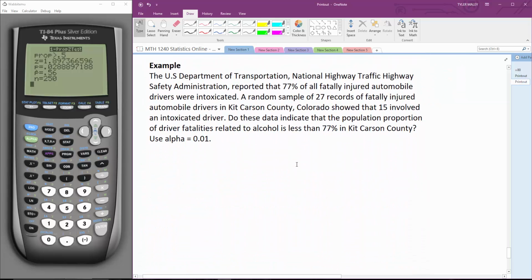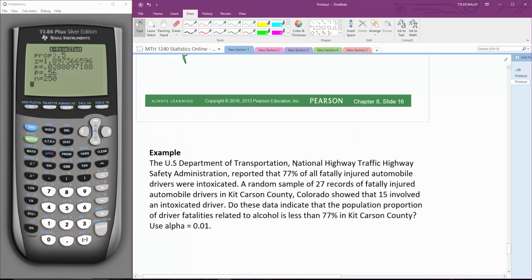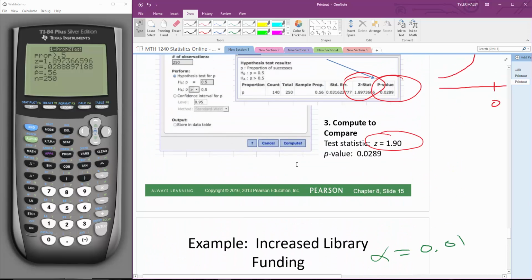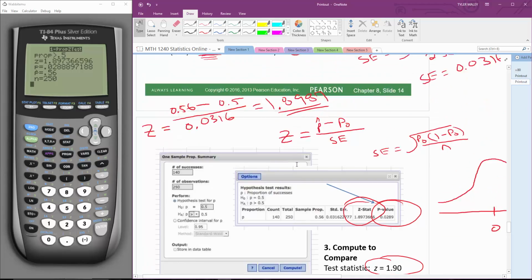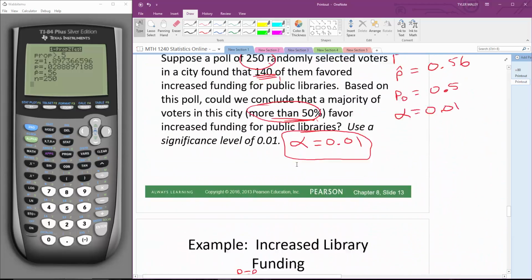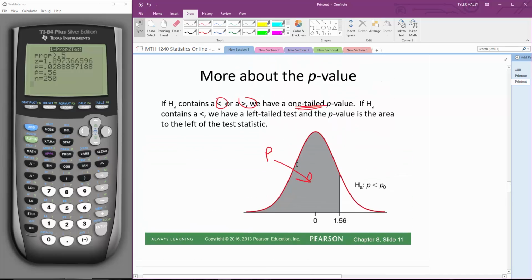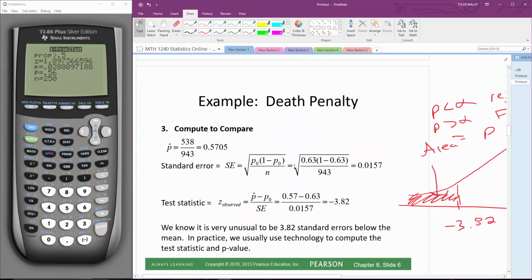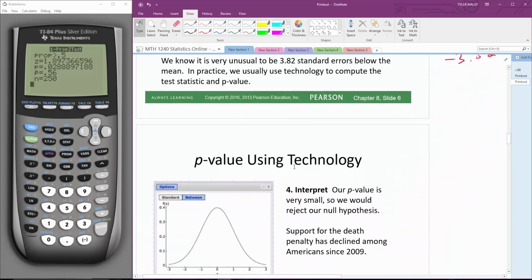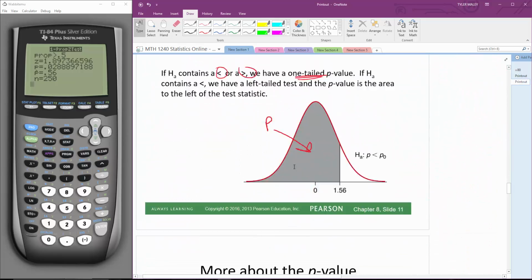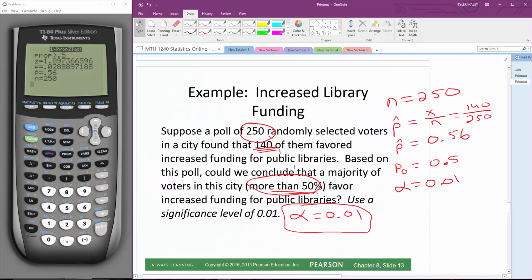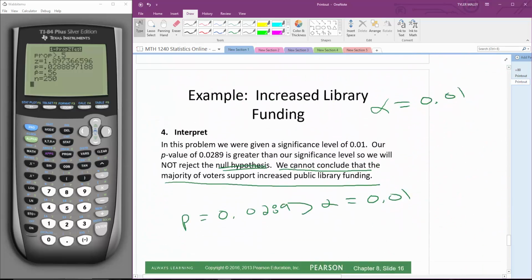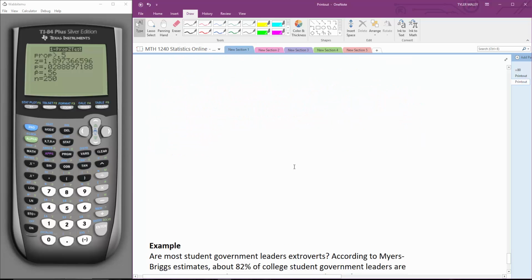All right. So now I want to walk through, let's see, we did an example of a left tail and a right tail test. Above here, we did a left tail test with the death penalty. And then I did an example of a right tail test with the increased library funding. So I put two examples here.